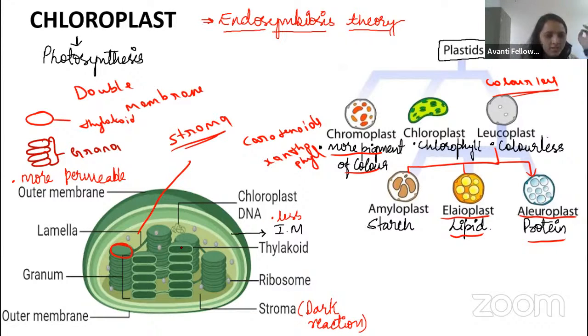Remember, from one grana to another grana it is attaching. That we will call stroma lamellae, where one grana is connected to another grana. That connecting structure we will call stroma lamellae.